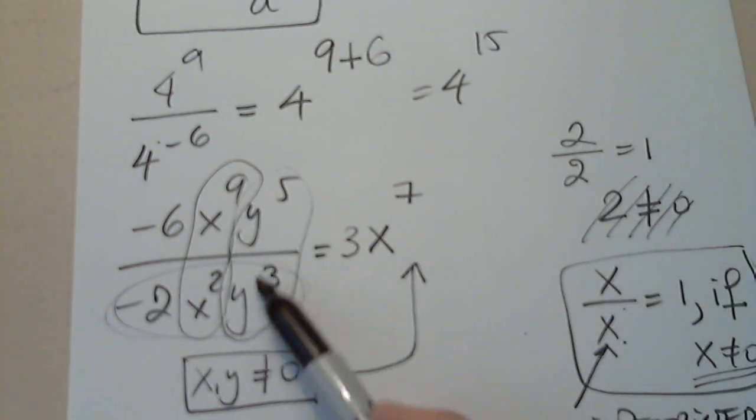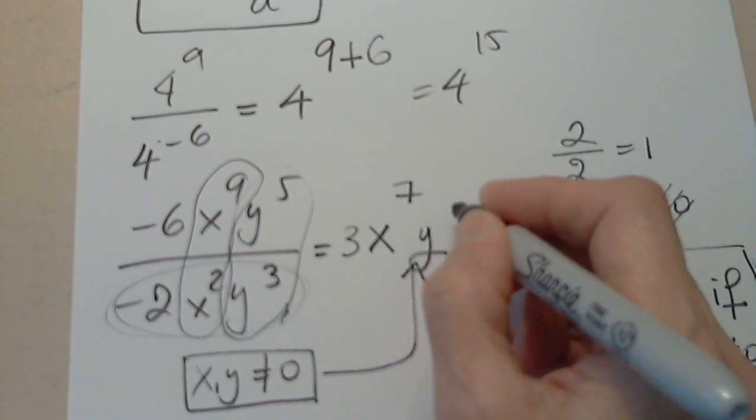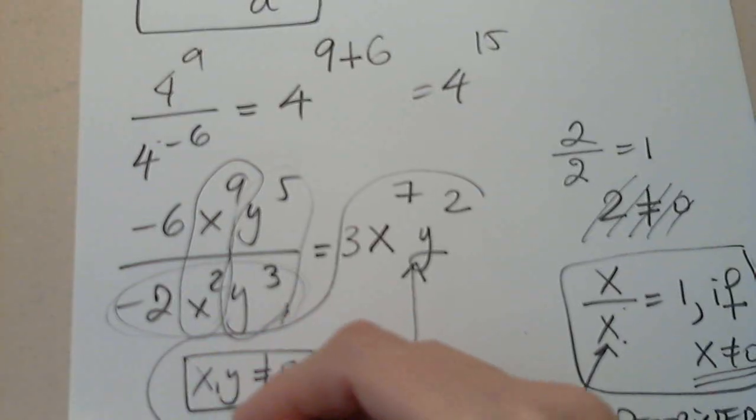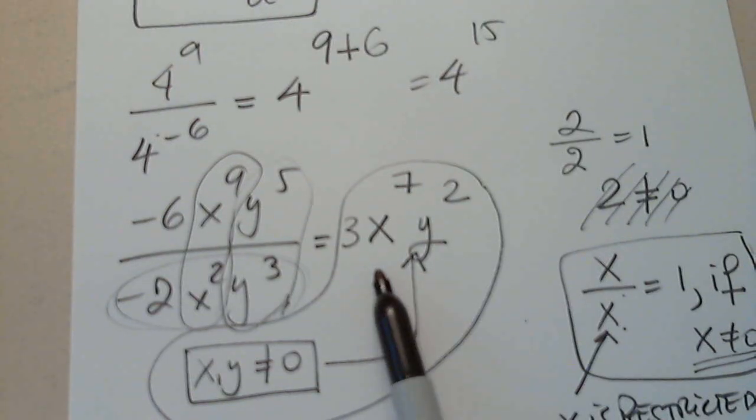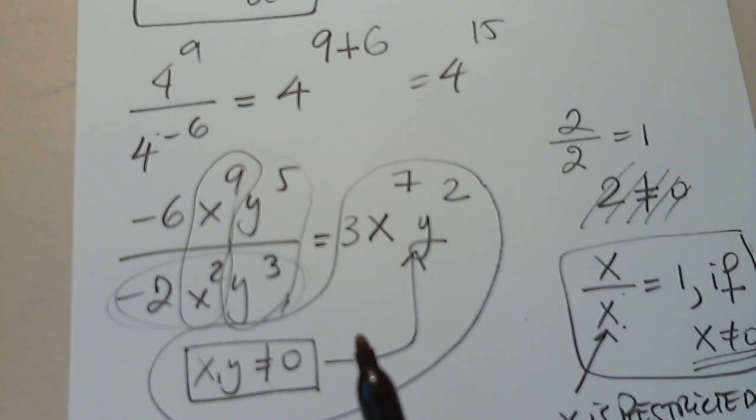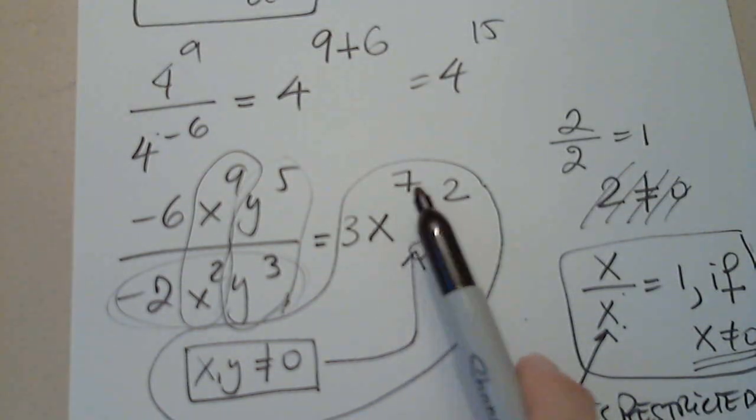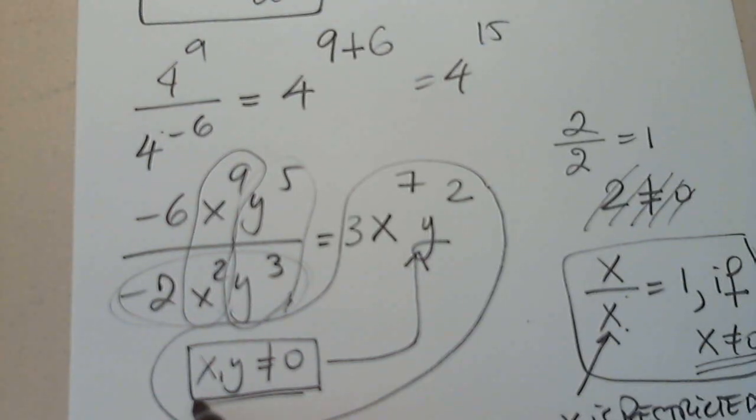Notice that if they don't have the same base, I cannot use any exponential rule. y to the second power, and this is the final form of the answer. So it's incorrect to say the answer is 3x to the 7th y squared. The correct answer is 3x to the 7th y squared, only if x and y are never 0.